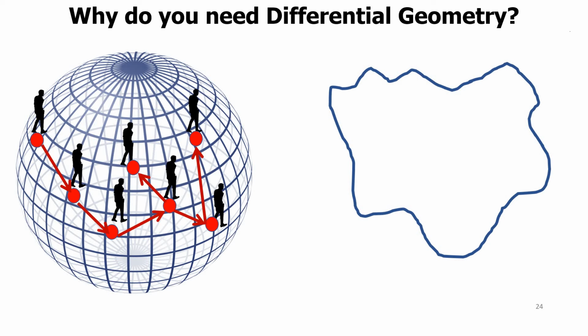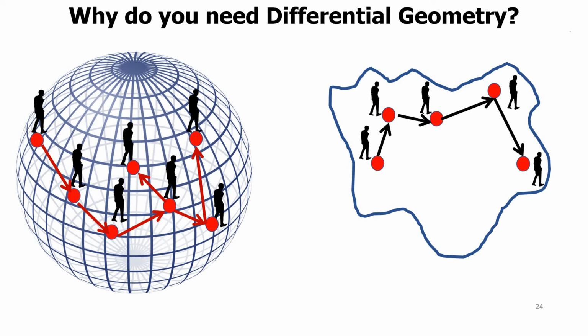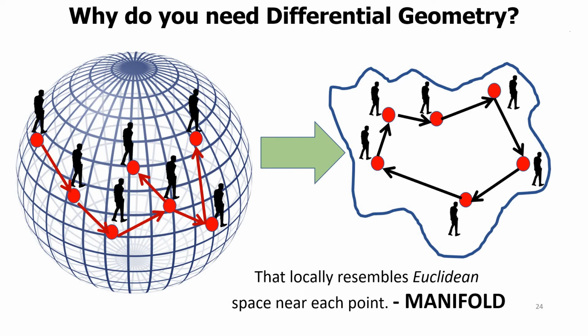I am zooming the globe into something like this, which looks like a flat surface. So the person keeps on moving from here to here, from here to here, and here to here, and finally ends up here. Here you see that this surface locally resembles a Euclidean space near each point, which is called a manifold. We will come to this manifold. We cannot skip this because it is a very important integral part of differential geometry.